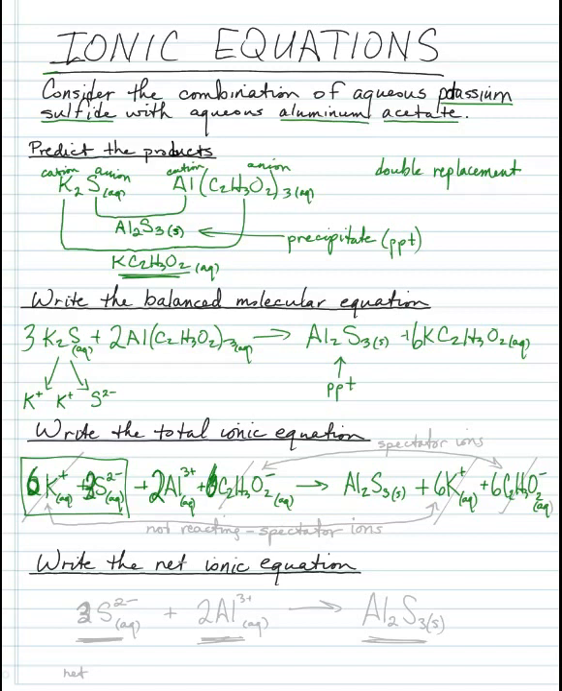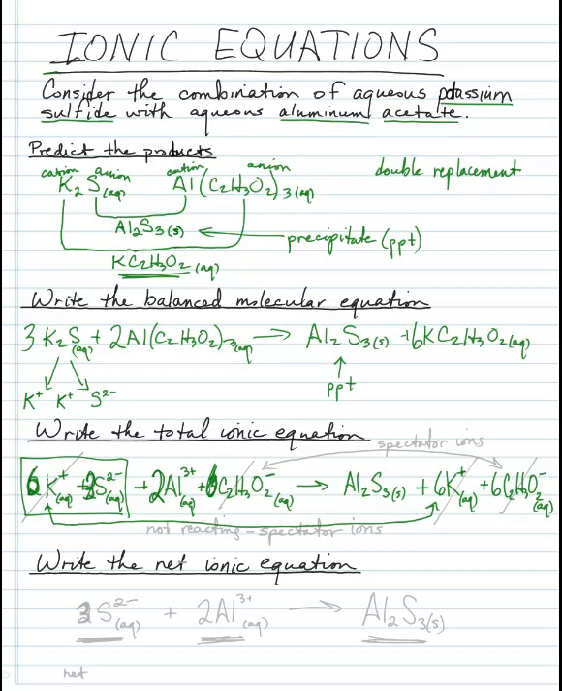we notice that some things on the left and the right are exactly the same. There's 6 potassium ions on the left, and there are 6 potassium ions on the right. You can see that those are identical to each other. They have the same charge. That's really important. It's very important to put your charges in on these ionic equations, so be sure you do that.